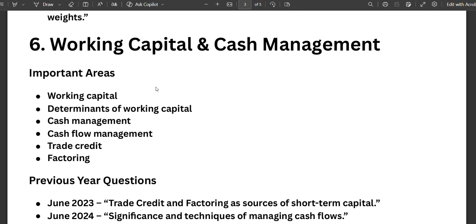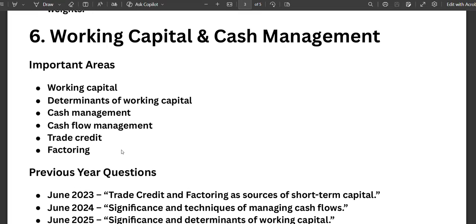The next topic is working capital and cash management. Here we have to focus on what is working capital, determinants of working capital, cash management, factoring, and trade credit. Dividend decision is another very repeated topic.